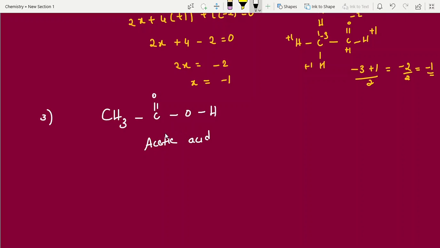Now, can you calculate? Yes. Calculate, students. You will get your X equal to 0. You can try this one. How many carbons? 2 carbons, 2x. How many hydrogens? 3 plus 1, 4, 4 into plus 1. How many oxygens? 2. 2 into minus 2 equal to 0. This is plus 4 minus 4. That's it. 2x equal to 0. X equal to 0. Right?